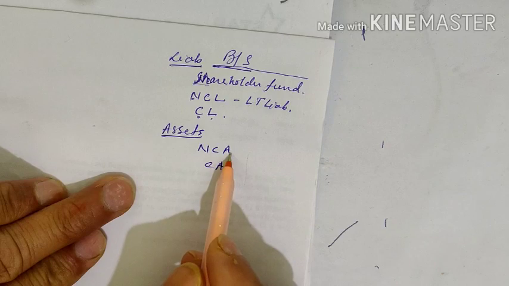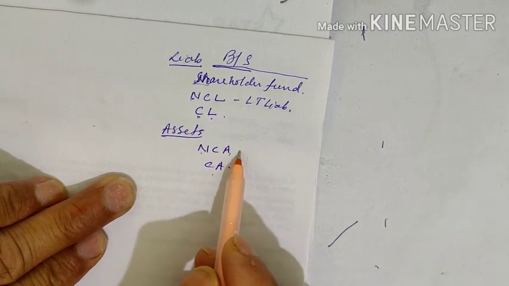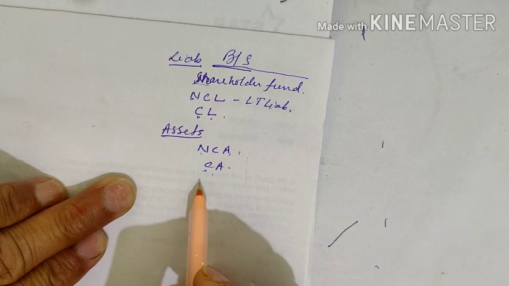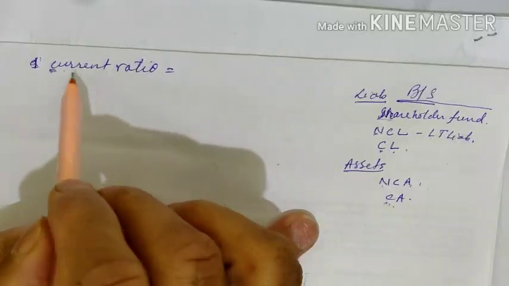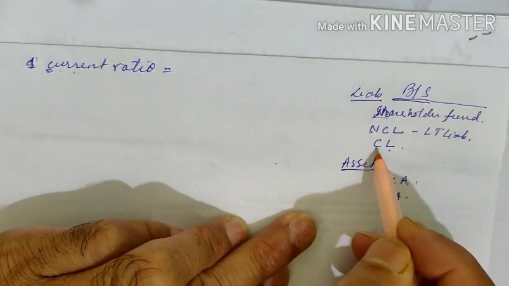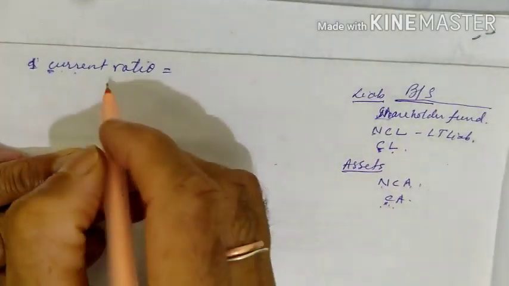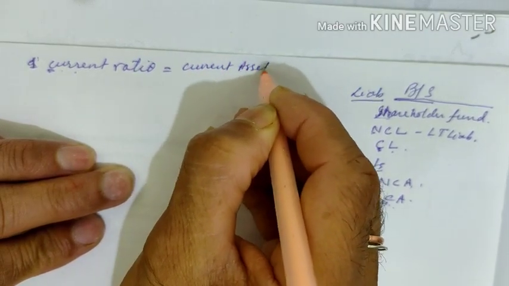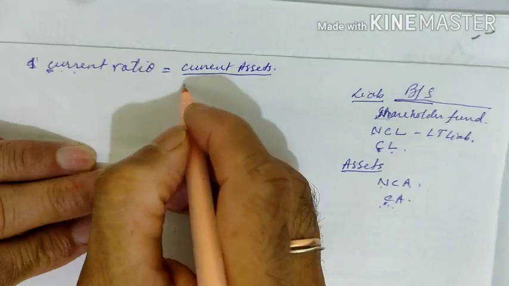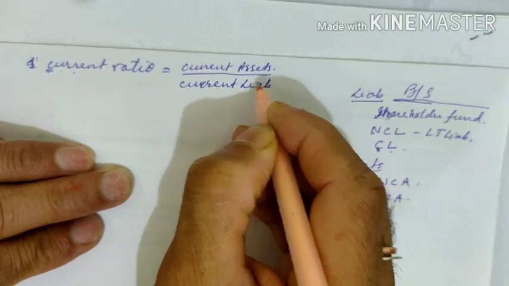Similarly, assets: non-current assets and current assets. Non-current assets are long-term assets which remain in the business for a long period of time. It does not change. Whereas current assets keep on changing and remain in the business for a short period of time. So when we are talking about the current factor here, we are talking about the current factor on the liability side and the current factor on the asset side. So your formula for current ratio becomes current assets divided by current liabilities.